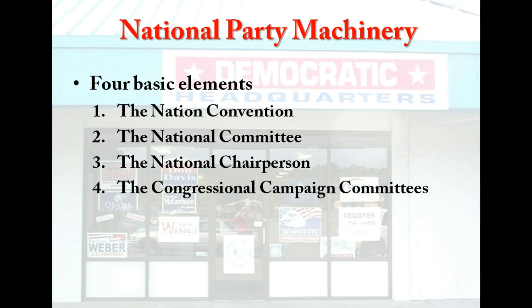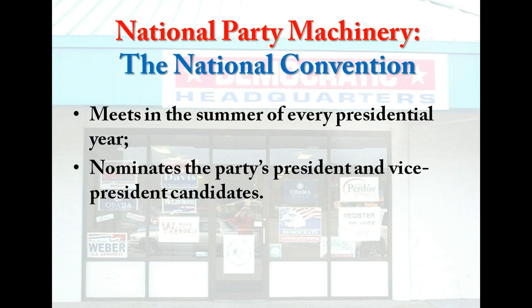National party machinery. The structure of both major parties at the national level has four basic elements. These elements are the National Convention, the National Committee, the National Chairperson, and the Congressional Campaign Committees. The National Convention. The National Convention is often described as the party's national voice.